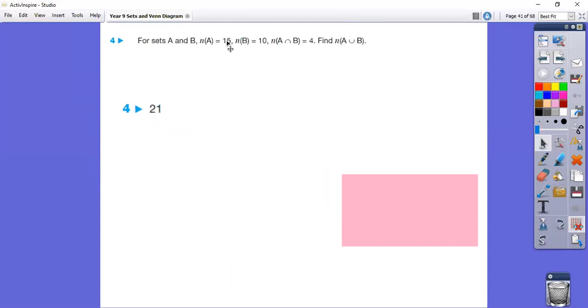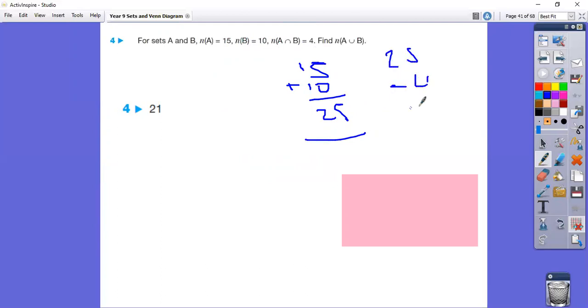As you can see, there's 15 in A and 10 in B, so 15 plus 10 is 25. However, there's 4 that are common to both. So it's like double counting, so we take that 4 off, to give us the 21.